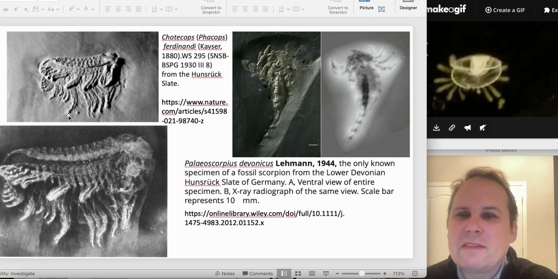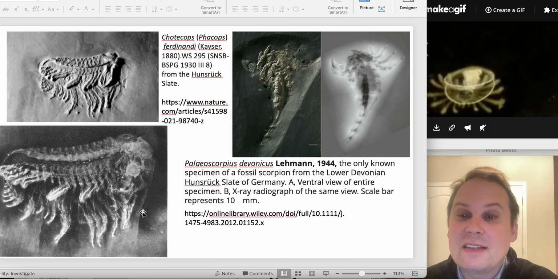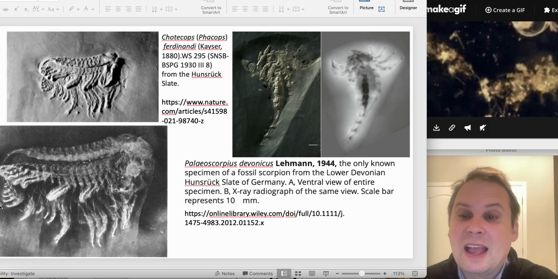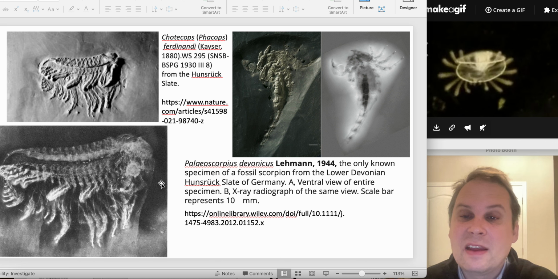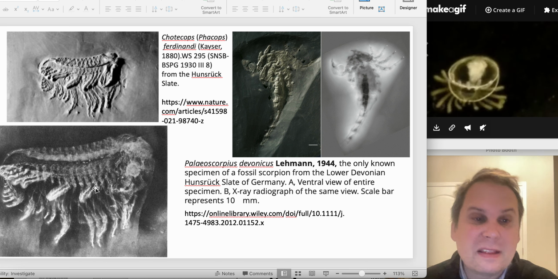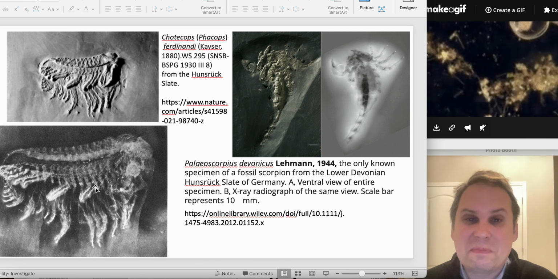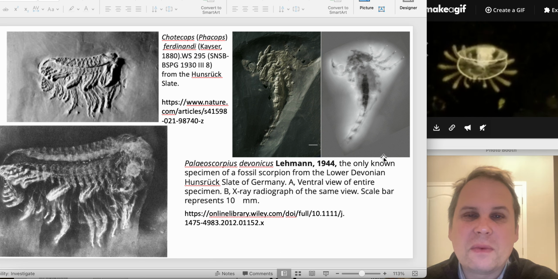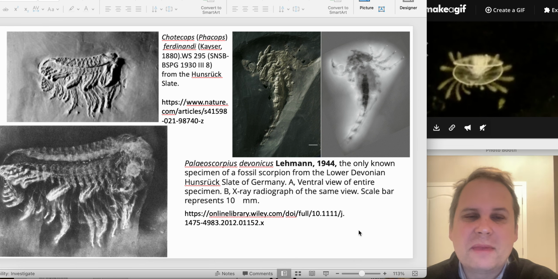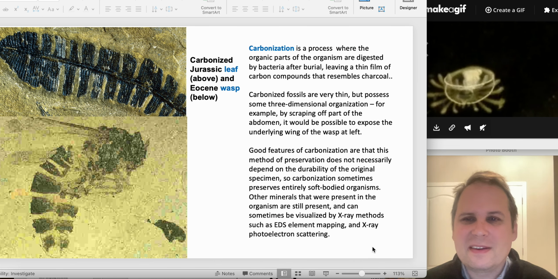So here's an example. There's a trilobite fossil where you can actually see its legs dangling down, but you can X-ray this bad boy, and you can see the legs on both sides. You can see everything that's going on here. You can see its internal organs to some extent. That's pretty cool. Here's a scorpion, and here's the scorpion with X-rays. So there you go.